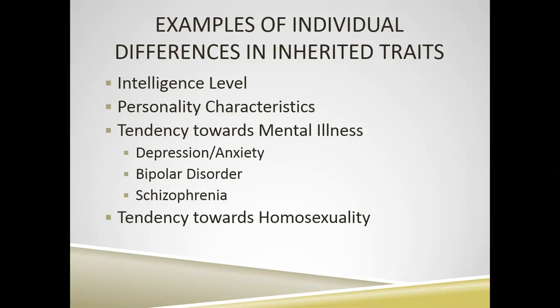So here are some common examples of individual differences in inherited traits that we see from birth, and that we see among individuals. We know intelligence level is inherited. We know personality is inherited. Tendency towards mental illness is inherited, right? It runs in families. And then the best explanation of homosexuality at this point is that it is also an inherited trait.